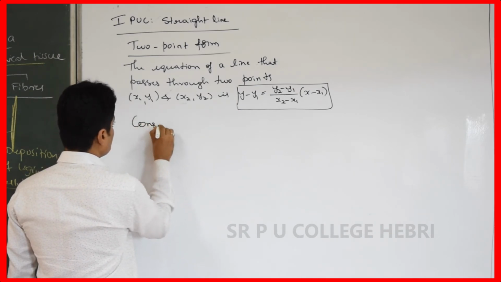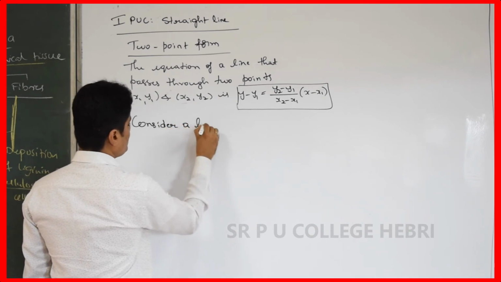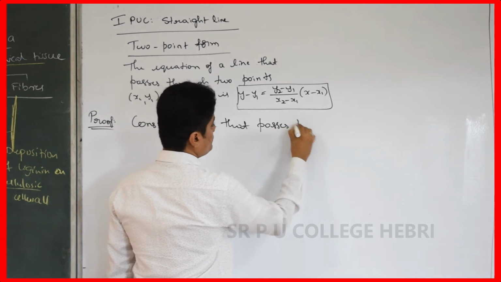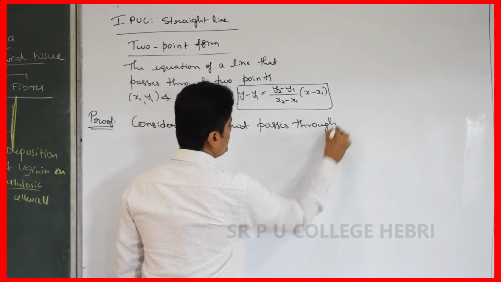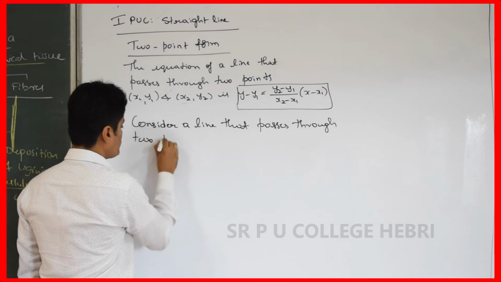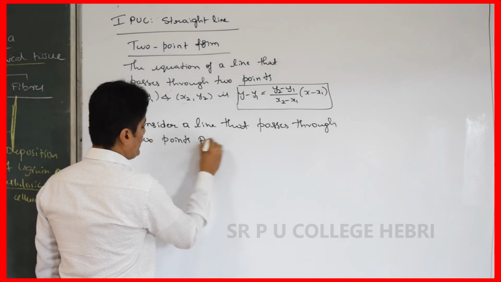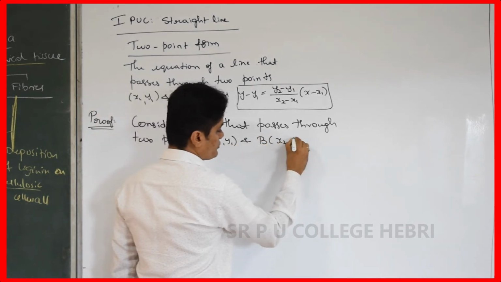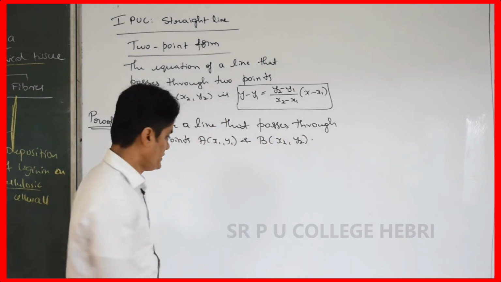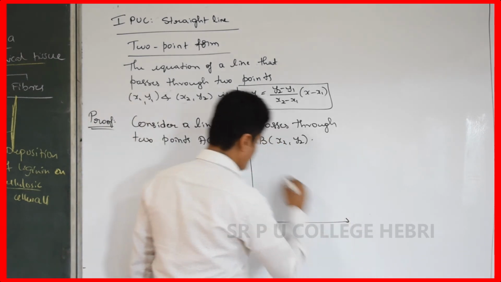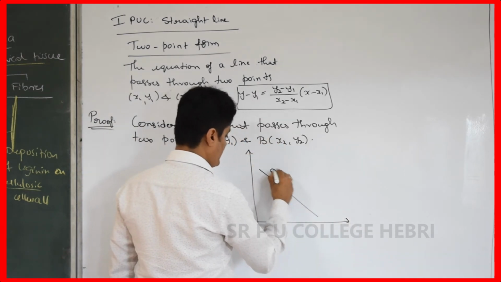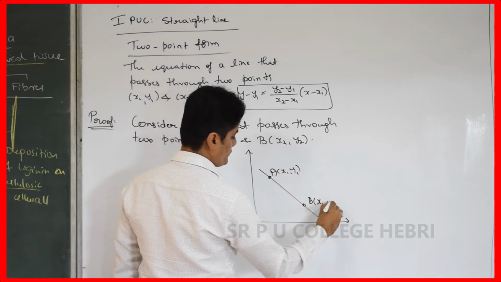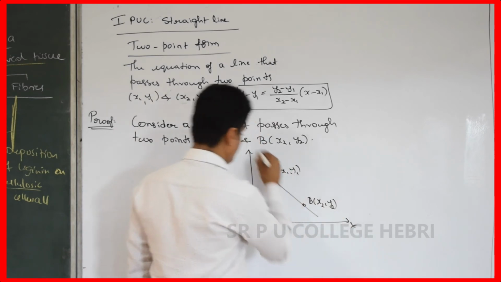Consider a line that passes through two points, A of x1 y1 and B of x2 y2. So consider a straight line that passes through the two points. One is A of x1 y1 and B of x2 y2. This is the x-axis, this is the y-axis.